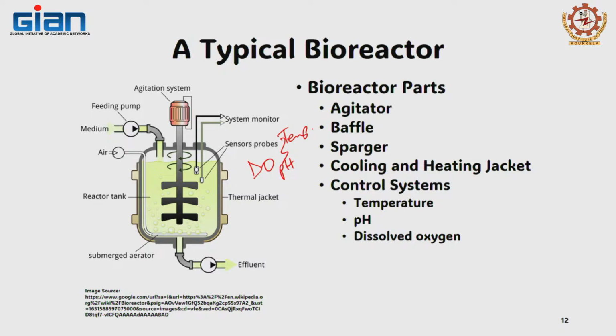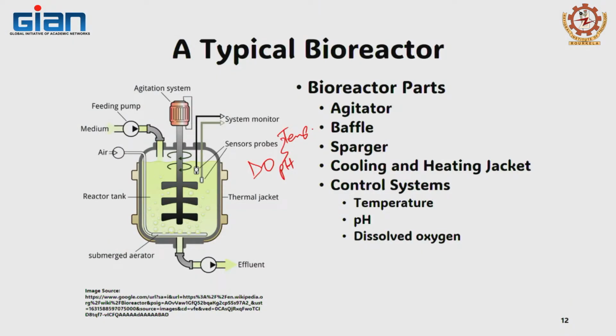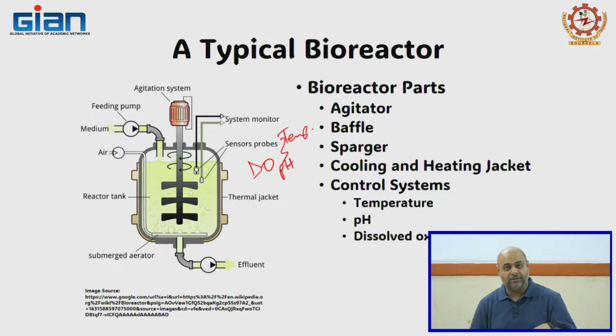So, thank you. There are many sensors now that we can use inside a bioreactor. You have your reactor tank, that's a typical design of a bioreactor. You have your feeding pump, which is basically used to push in the nutrients. You have your spargers, which provide the aeration. You have your agitation system to maintain the homogeneous distribution of the nutrients and the oxygen. You have the thermal jacket, which is to maintain the temperature within. So, this is a typical diagram.